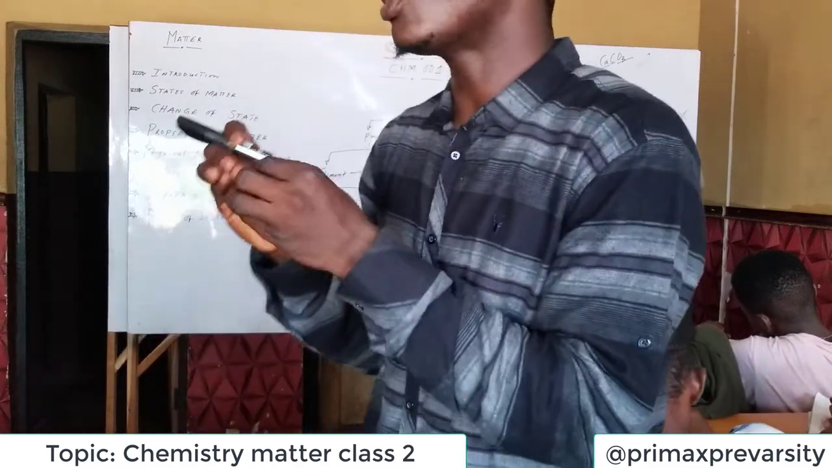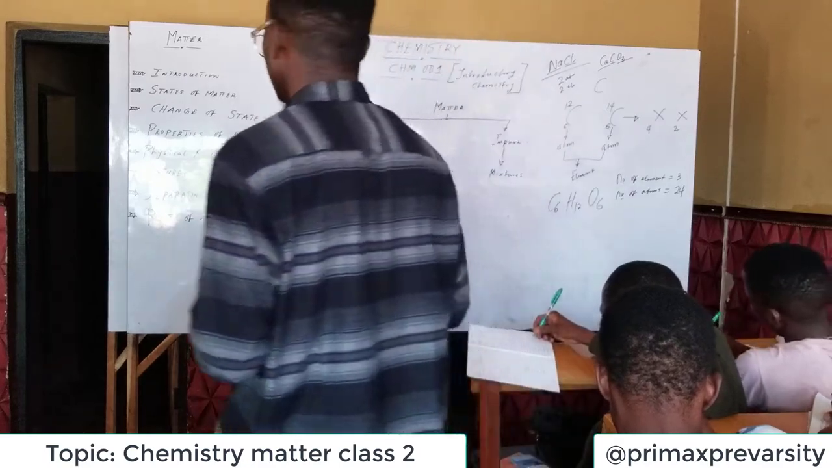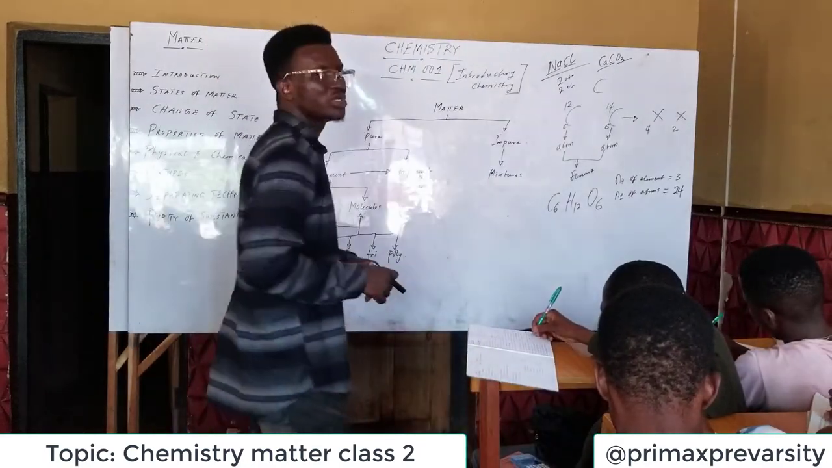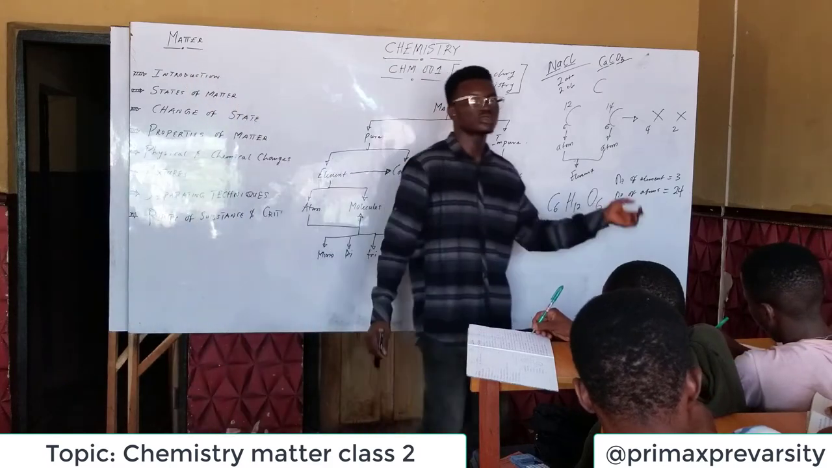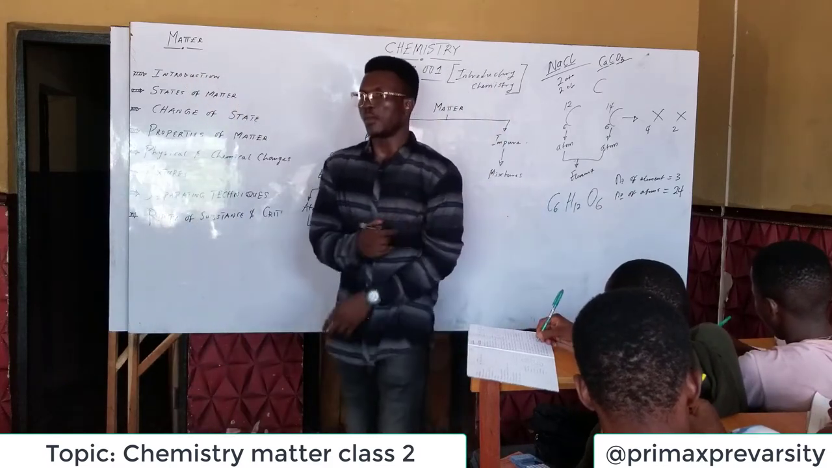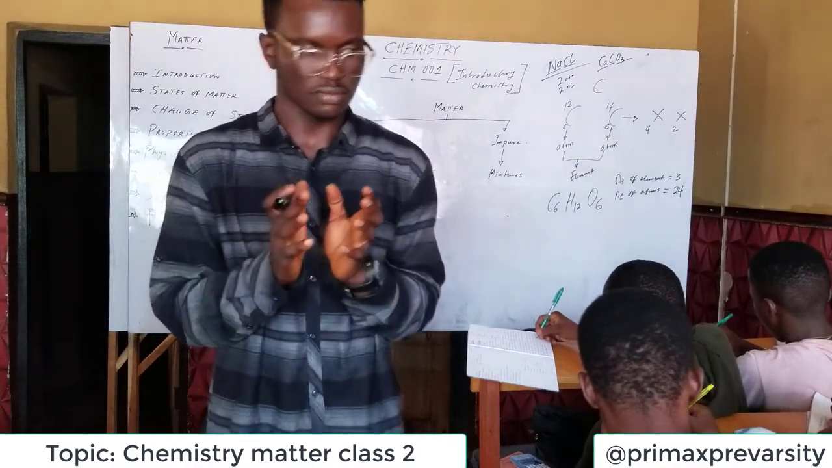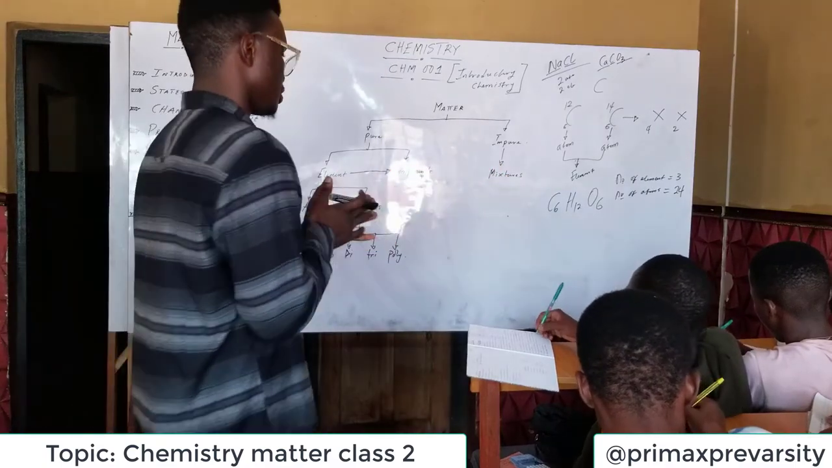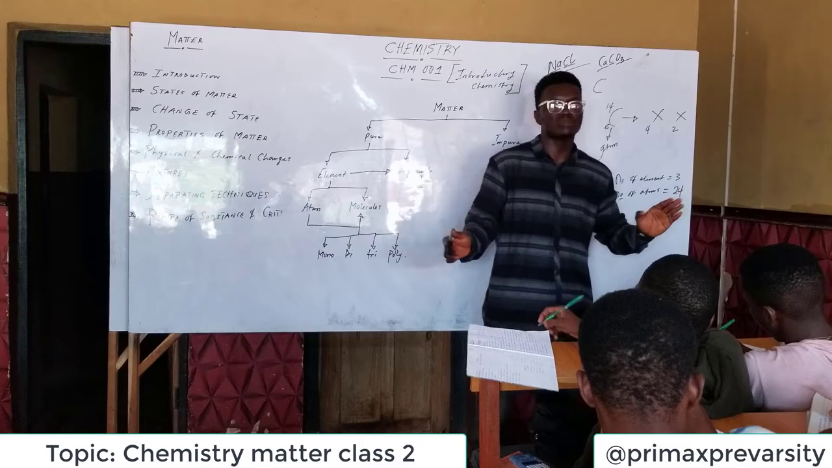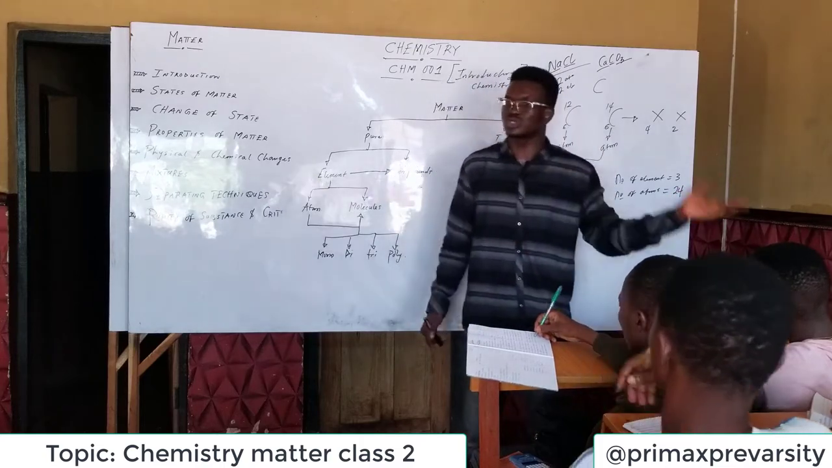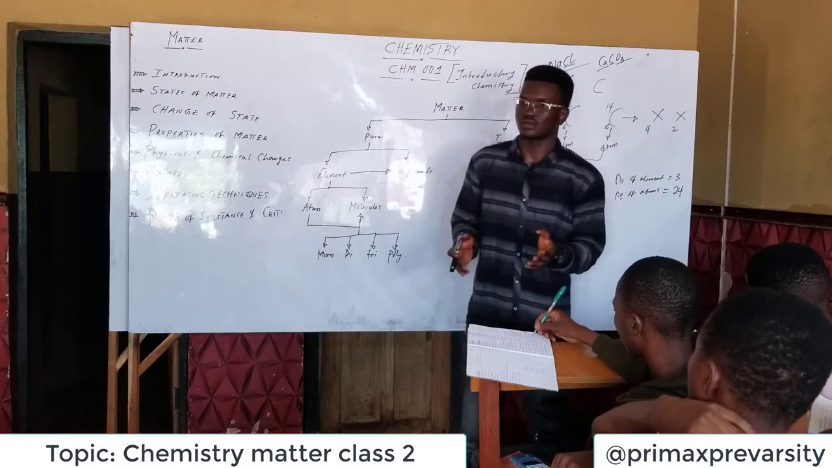Note, these elements can only be separated by chemical means. So you can't join sodium and chlorine together and then separate them, saying chlorine go this way, sodium go this way. I said that these elements can only be separated by what? Chemical means. So you can only separate chlorine from sodium by a chemical method, not by a physical method.